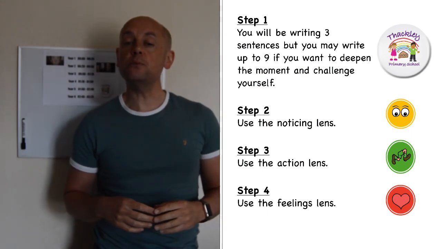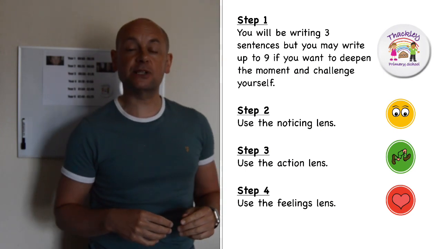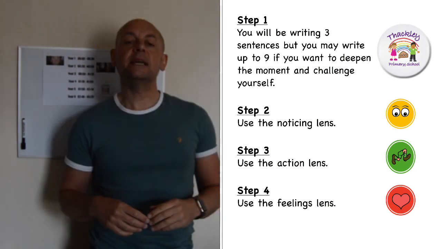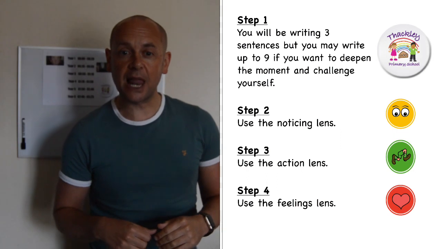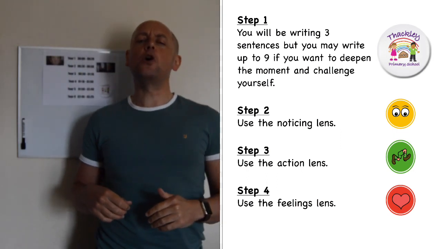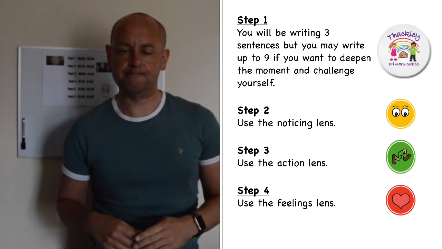In step 2, you're going to be using the noticing lens to write one of your sentences. In step 3, you'll be using the action lens. And finally, step 4, you'll be using the feeling lens.